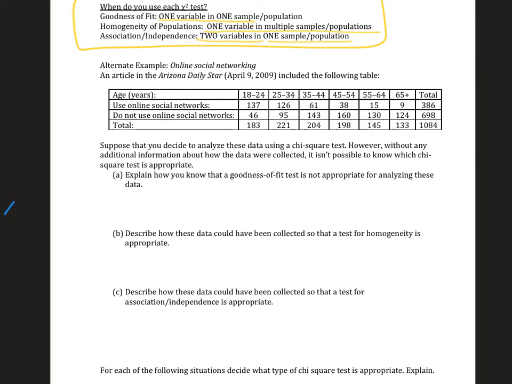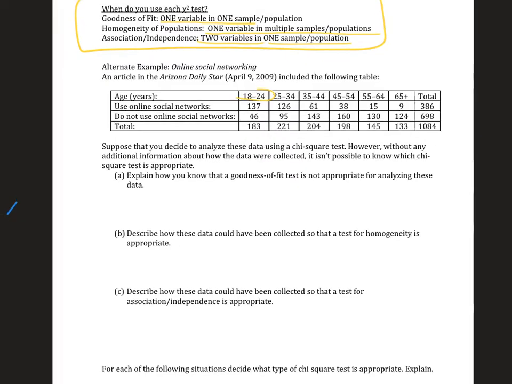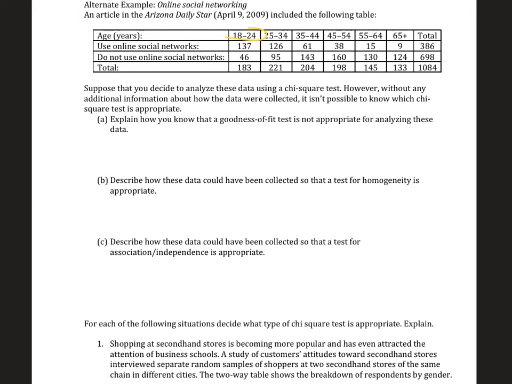An article in the Arizona Daily Star included the following table. Here's the age in groups, and use online social networks. And then here's the numbers, and do not use online social networks. Suppose that you decide to analyze these data using a chi-square test. However, without any additional information about how the data were collected, it isn't possible to know which test is appropriate. So explain how you know that the goodness of fit test is not appropriate for analyzing.